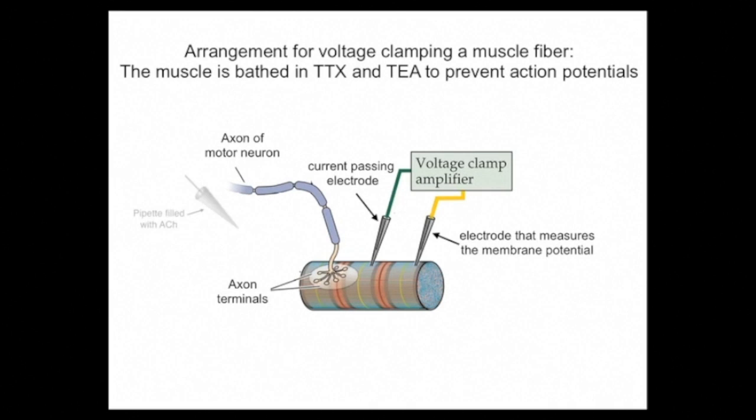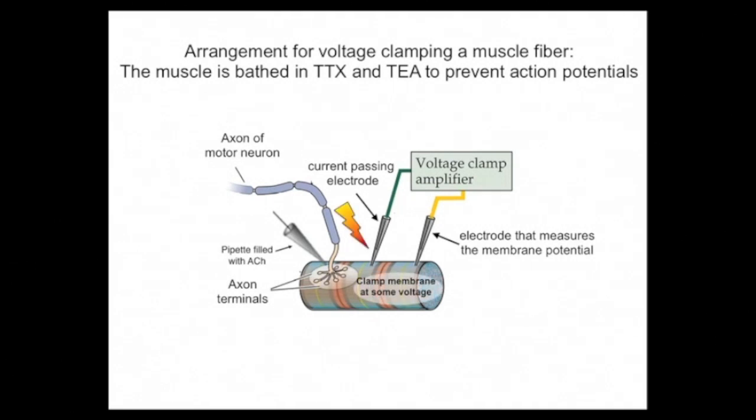There is also a pipette filled with acetylcholine that we place next to the end plate so that the acetylcholine receptors can be opened when the acetylcholine is puffed onto the synapse. The first thing we do is clamp the membrane potential at some value, say minus 75 millivolts, by injecting current through the current passing electrode. The membrane potential is now set at that holding potential, in this case minus 75 millivolts, because that is the value to which we set it.